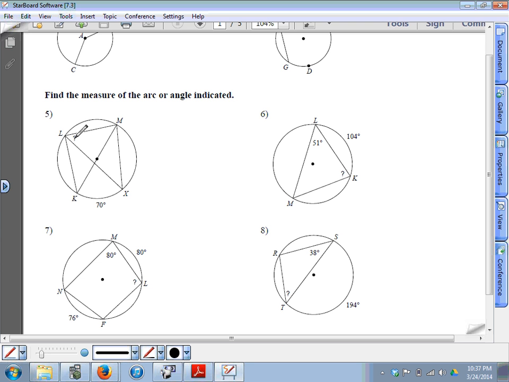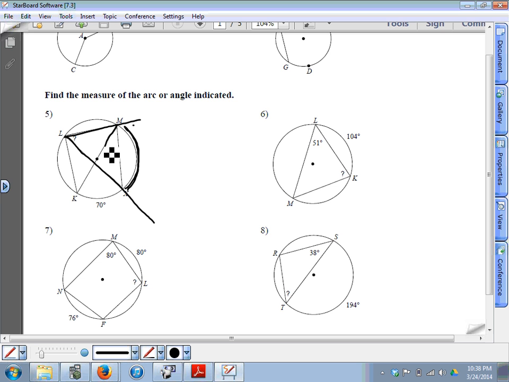Now you're supposed to find the angle here where the question mark is. In order to do that, we're going to have to know the measure of this arc right here from the sides of that angle. Once we know the measure of this arc, we cut it in half, and that's going to be the measure of the angle.